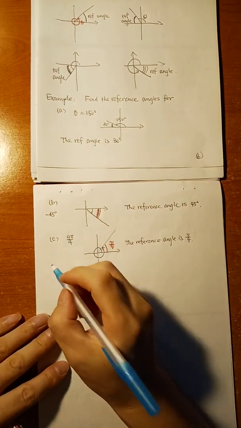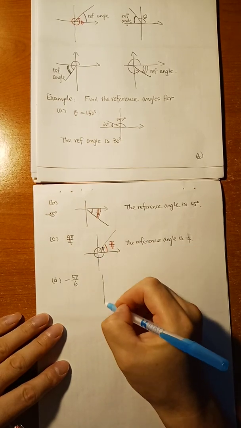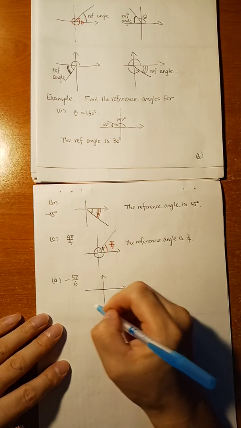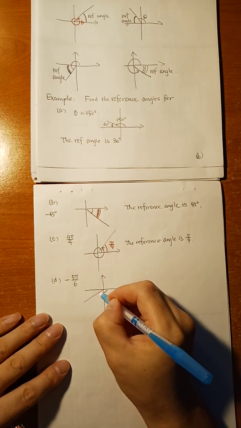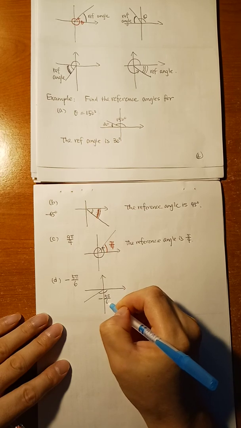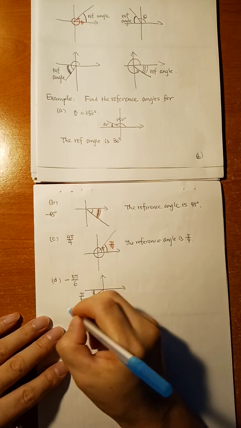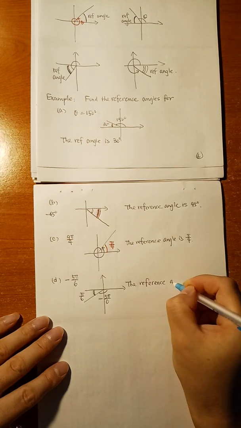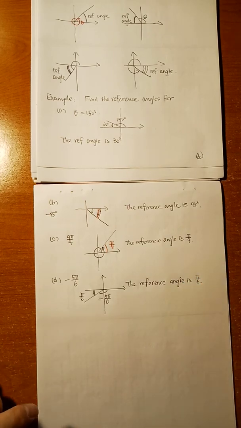Okay, and D, negative 5 pi over 6. Negative pi is the complete straight angle, but go clockwise. Negative 5 pi over 6 is, yes, negative 5 pi over 6. So this part is pi over 6. So the reference angle is pi over 6. The reference angle is always acute, it's positive, right?